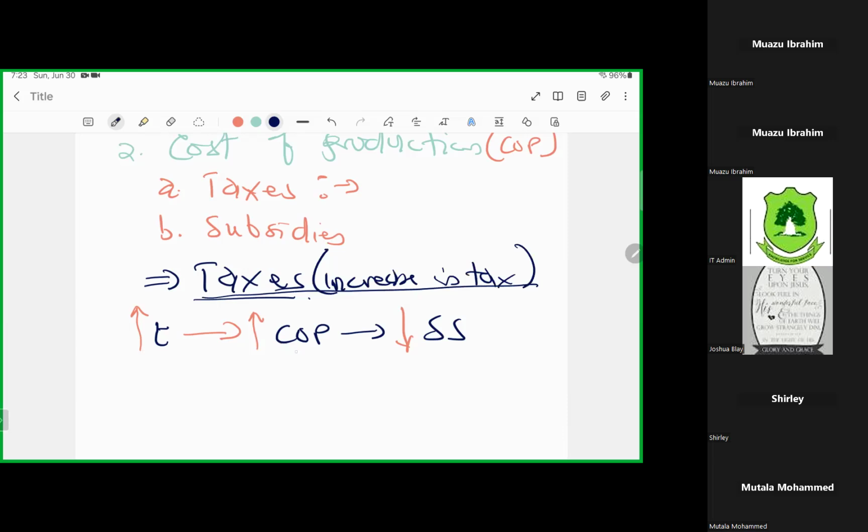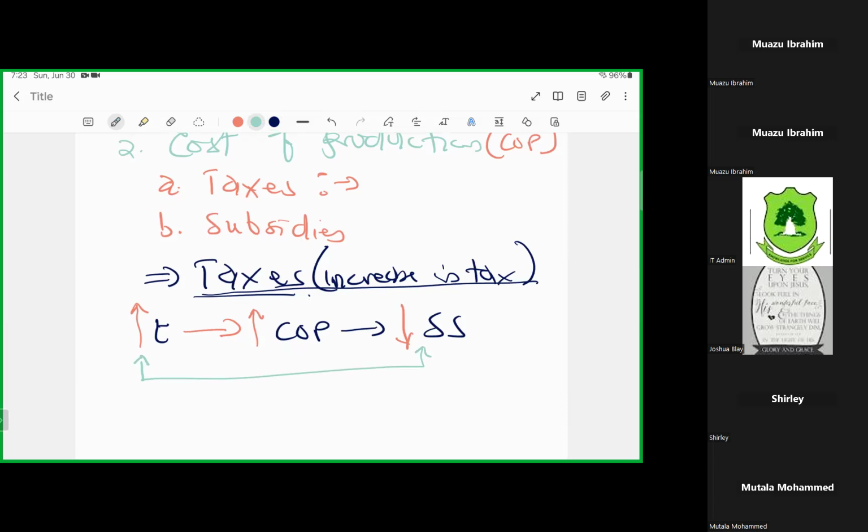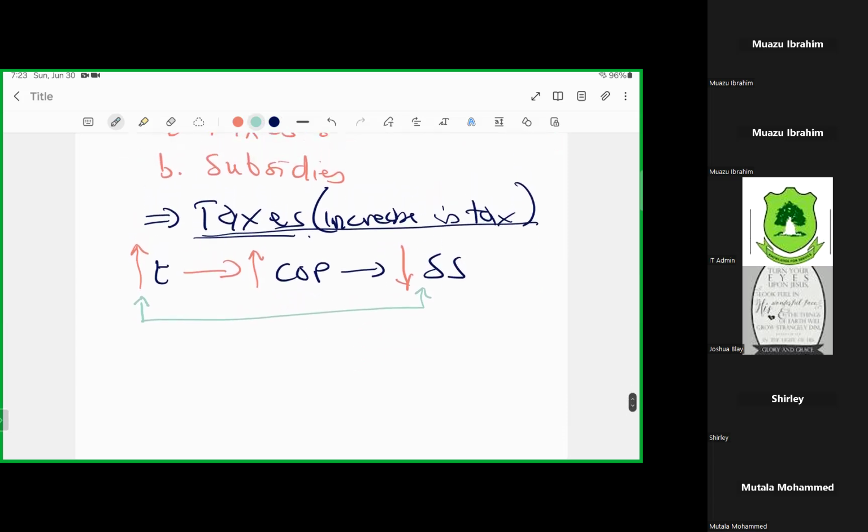There is a clear link between the tax that is being imposed and the supply. So if government wants to decrease the supply of a particular commodity, or maybe the consumption of a particular commodity, government cannot issue a fiat to producers to stop production. One way to discourage the production of that particular good is to introduce taxes.